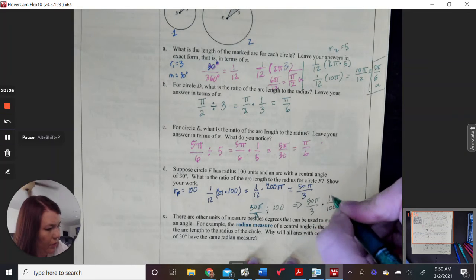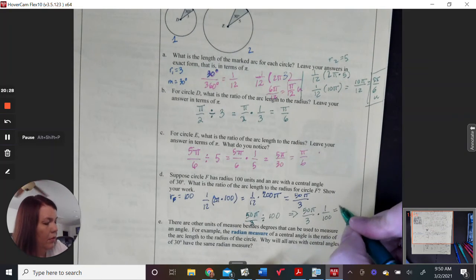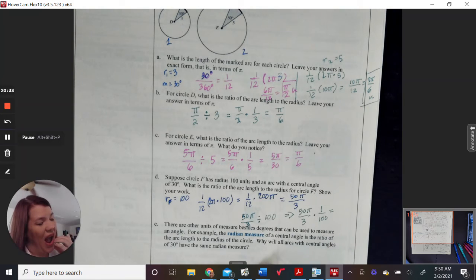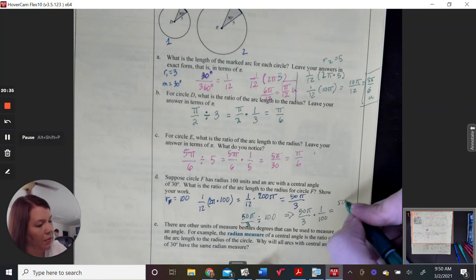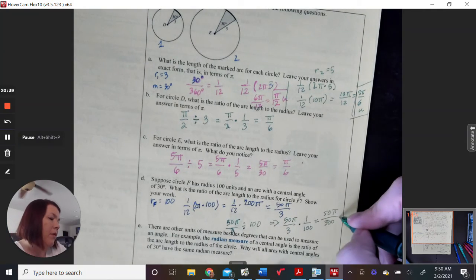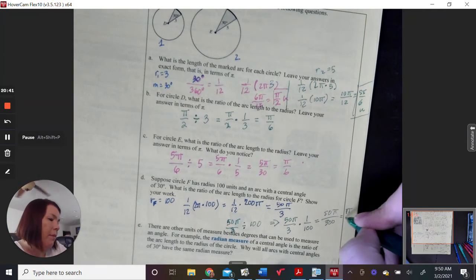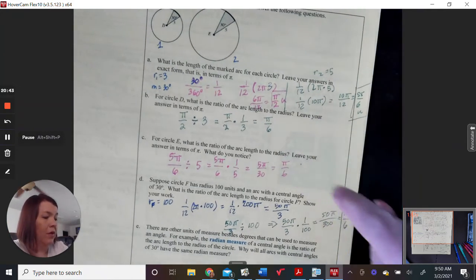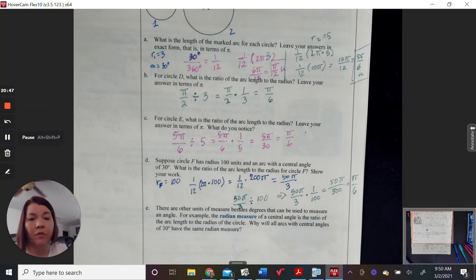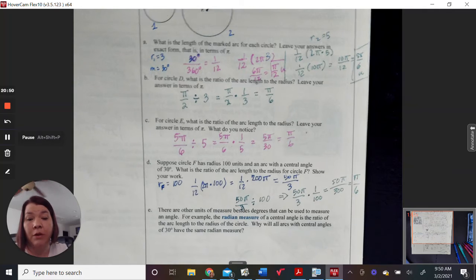There are other units of measure besides degrees that can be used to measure an angle. For example, radian measure, which is what is being introduced here. Radian measure of a central angle is the ratio of the arc length to the radius of the circle. And so all central angles of 30 degrees have the same radian measure. Because look, they did 1, 2, 3.